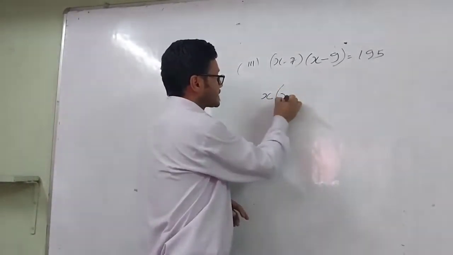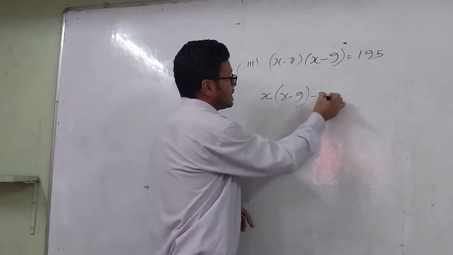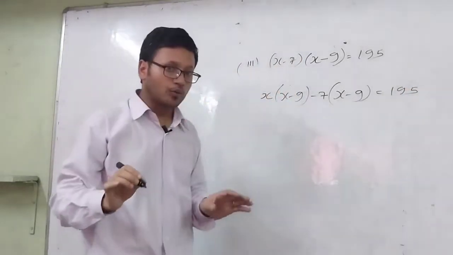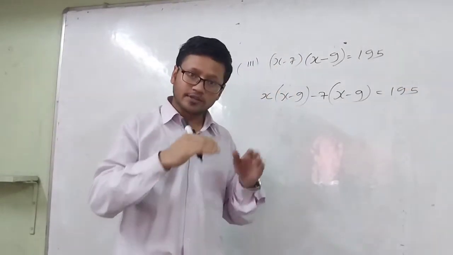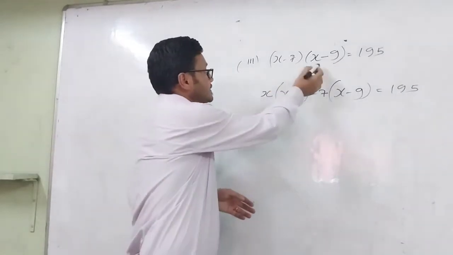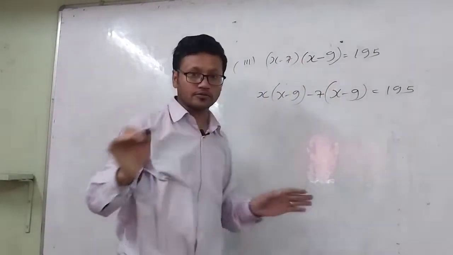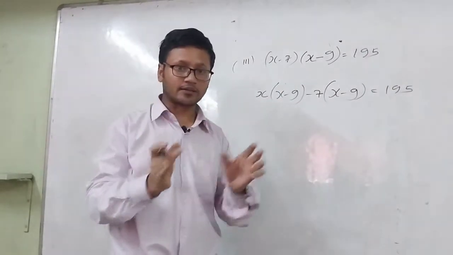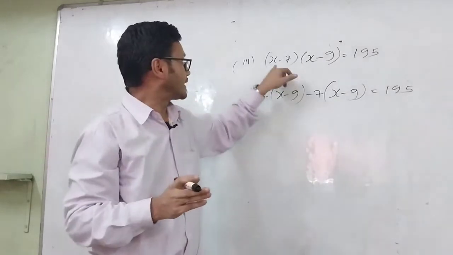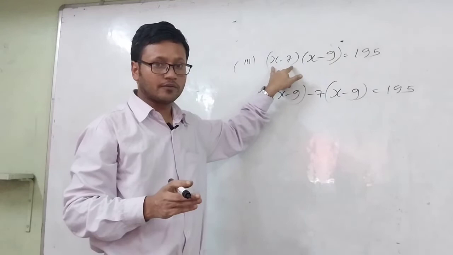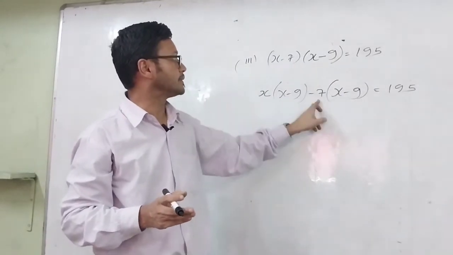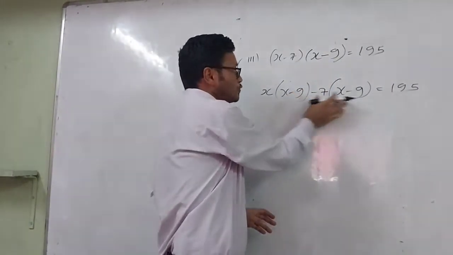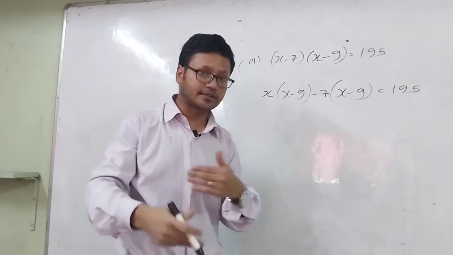Write x times (x minus 9) and again write minus 7 times (x minus 9). Here we are breaking the first number. It is very simple. You can multiply this number by x and this number by 7 also, no problem, but it is easy to multiply by breaking the first number or the second number. That means first term x, then (x minus 9), again minus 7, (x minus 9). So in this case we are writing this (x minus 9) 2 times. It is the step for how to multiply.